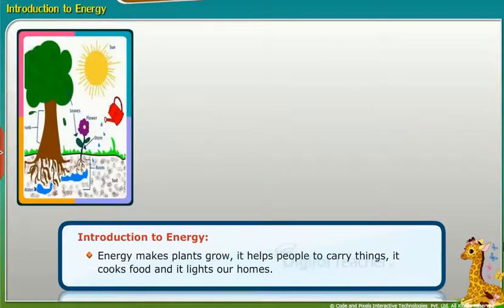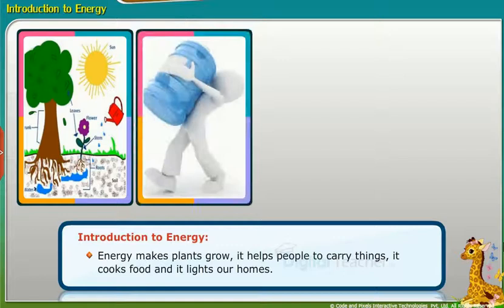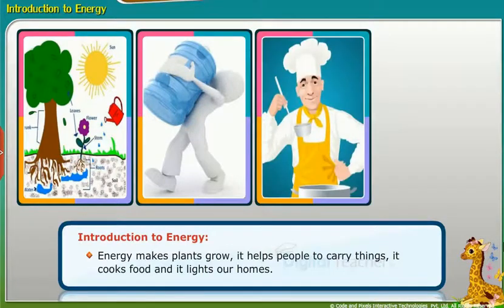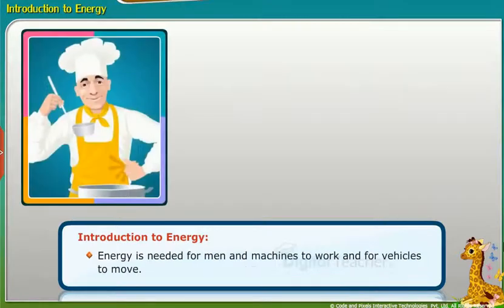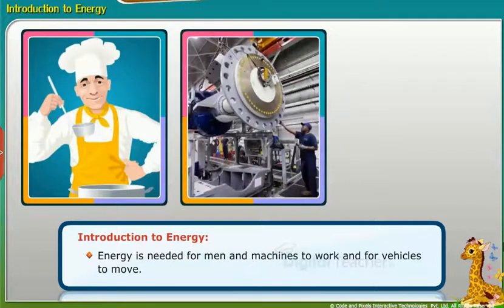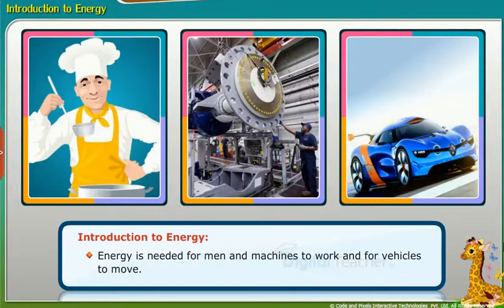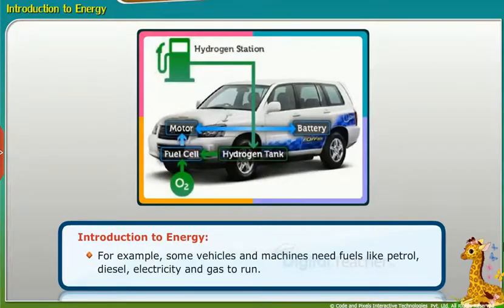Energy makes plants grow, it helps people to carry things, it cooks food, and it lights our homes. Energy is needed for men and machines to work and for vehicles to move. For example, some vehicles and machines need fuels like petrol, diesel, electricity, and gas to run.